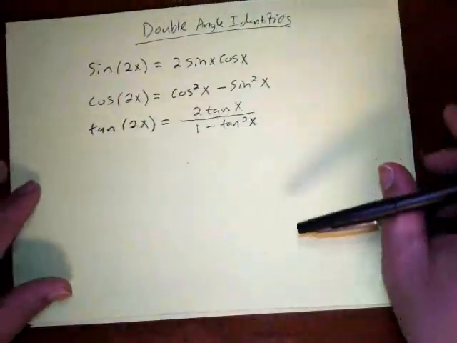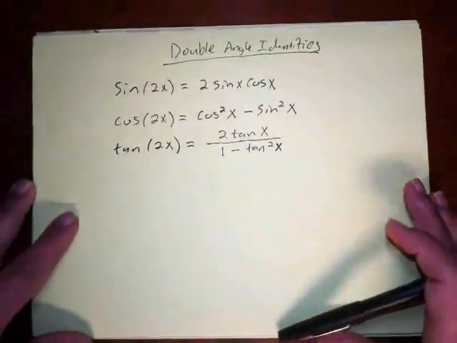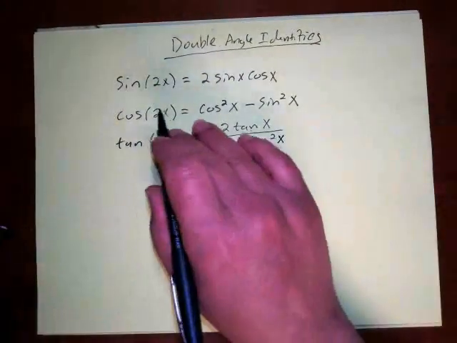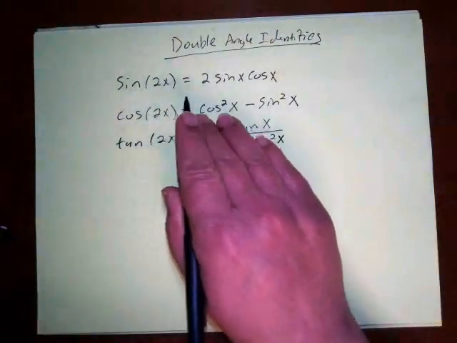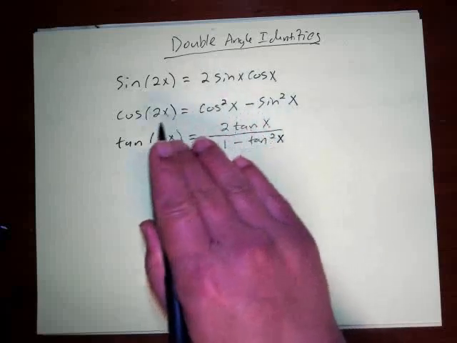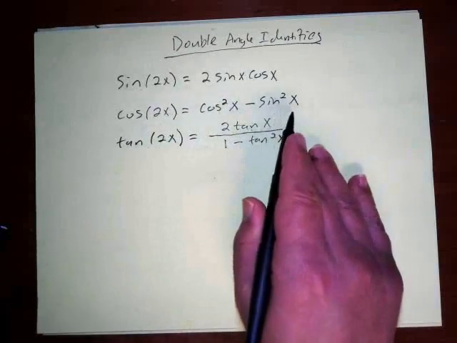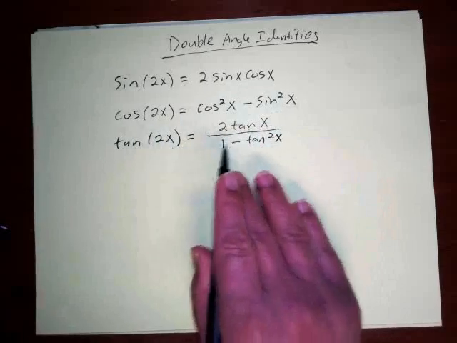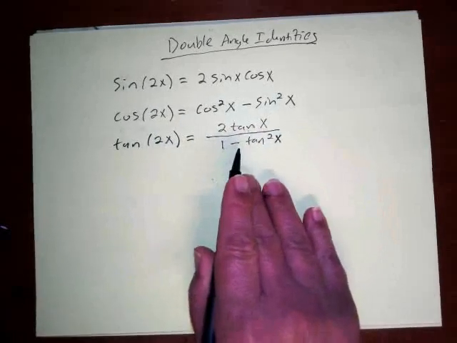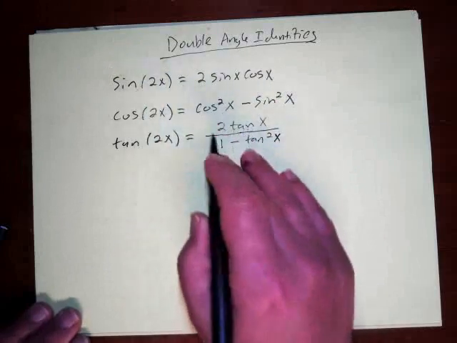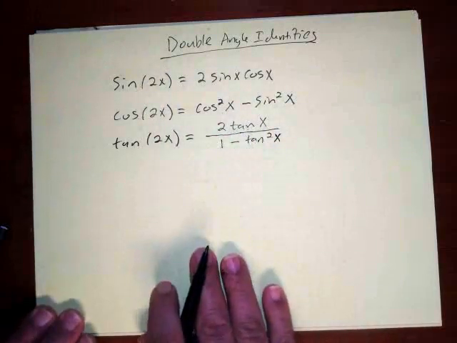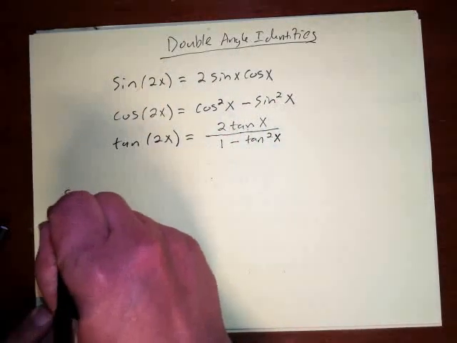So here are the actual double angle identities. Sine of 2x is equal to 2 sine x cosine x. Cosine of 2x is equal to cosine squared x minus sine squared x. And then the tangent of 2x is equal to what we just found. So let's actually derive these using the identities. And maybe you might want to try this.